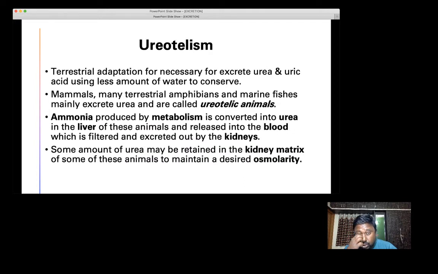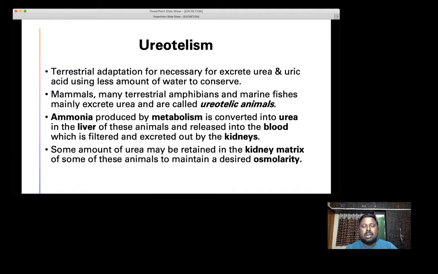Next, ureotelism. Ureotelism means some terrestrial animals excrete urea, using less water to conserve water. This type of animal is called ureotelic. Mammals, terrestrial amphibians, and marine fishes excrete urea. That is called ureotelic animals.